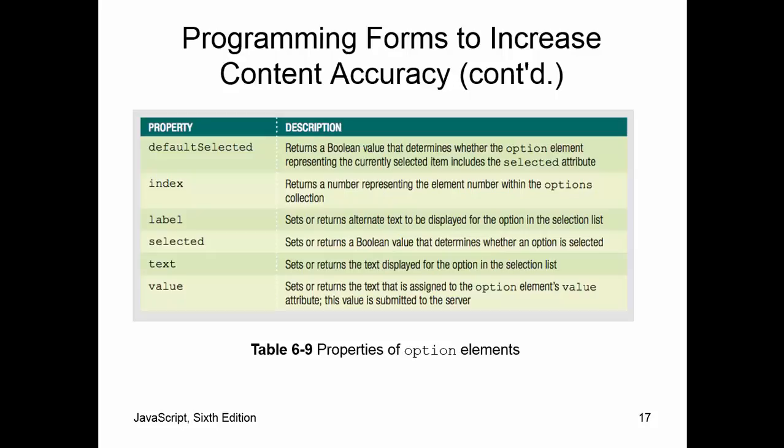Label, which sets or returns alternate text to be displayed for the option. Selected, which sets or again gets a Boolean that determines whether an option is selected. Text, which sets or again gets the text displayed for an option in the selector list. And value, which sets or again gets the text that's assigned to the option element's value attribute.